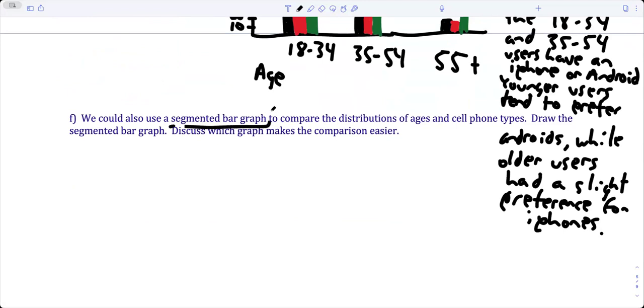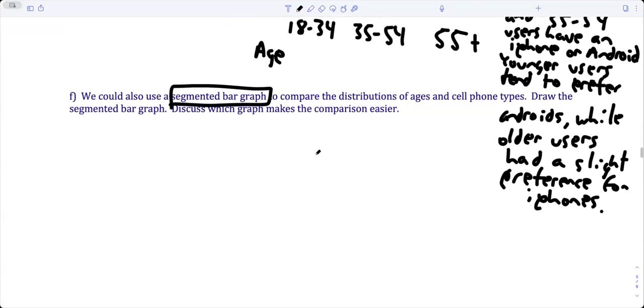We also have what is called a segmented bar graph. Okay, and so part F says we could also use a segmented bar graph to compare the distribution of ages and cell phone types. Draw the segmented bar graph and discuss which graph makes the comparison easier. Okay, so we're still gonna put the same variables on our X and Y axis. All right, so let's do that.